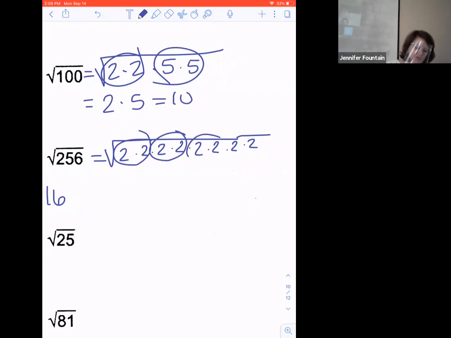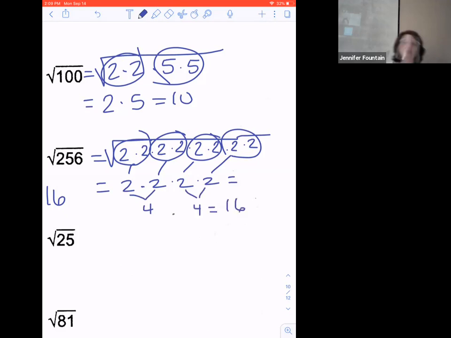I have 2 2's, 2 2's, 2 2's, and 2 2's. All right, so that means this group of 2 comes out, this group of 2 comes out, this one comes out, and this one comes out. So 2 times 2 is 4, 2 times 2 is 4, and 4 times 4 is 16. If you have no clue about the perfect squares, you can always list them and buddy it up. Whatever you're able to buddy up comes out as a whole number. If there's anything left under the radical, it stays.